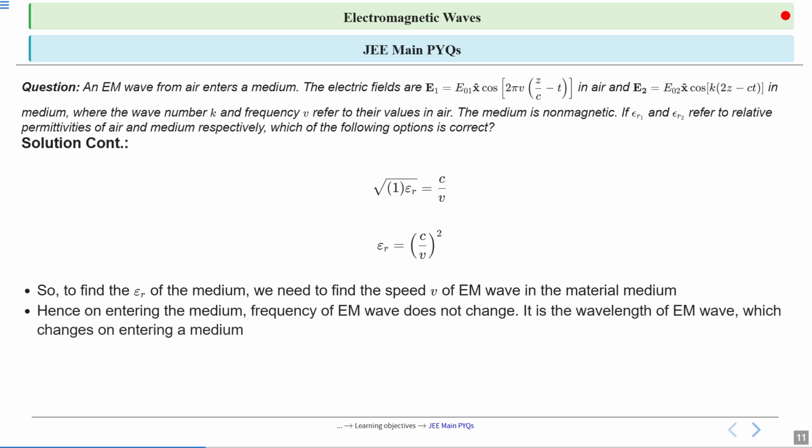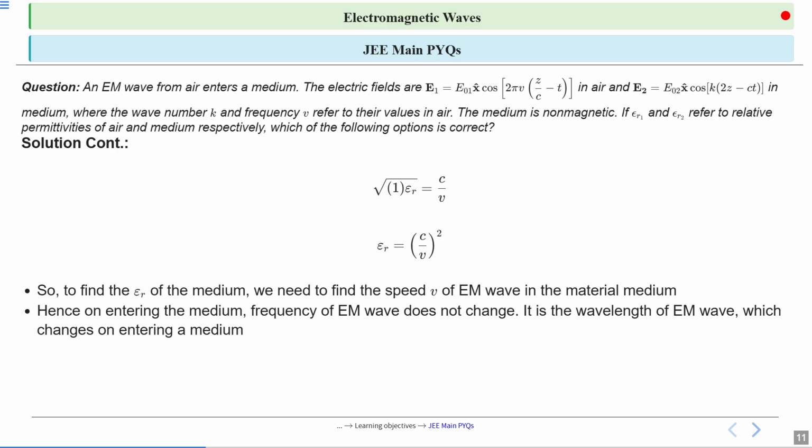So on entering the medium, the frequency of EM wave does not change. We will discuss it in optics also, which we are going to start tomorrow. When light, which is also an electromagnetic wave, enters any medium, the wavelength and velocity of the electromagnetic wave will change, but the frequency remains the same.